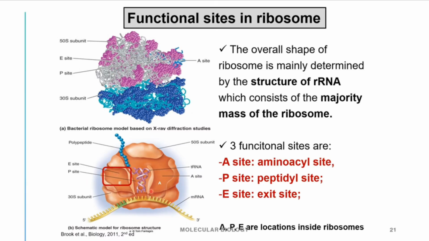The A site, or amino acid site, is the place where tRNA enters the ribosome. The P site, the peptidyl site, is connected to the peptide exit hole. This is the place where amino acids are added to the polypeptide, and also where the polypeptide grows out of the ribosome. And lastly, the E site, the exit site, is where the spent tRNA gets ejected from the ribosome. So all these three sites are located inside the ribosome.